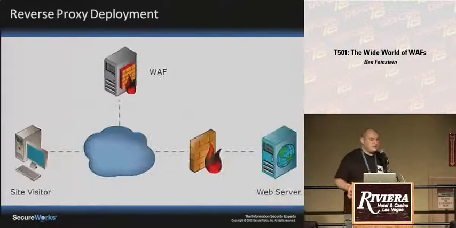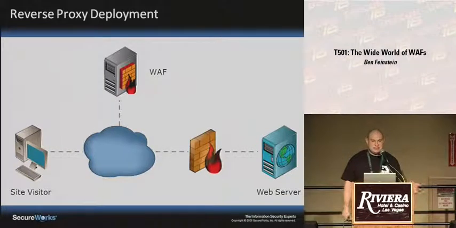All right, so let's talk about the reverse proxy deployment. This is a little more complicated deployment, but it's more typical of how you're going to actually do this in the real world. So you've got your web app firewall somewhere on the internet, you've got a site visitor, and you've got your web server, let's say, behind your standard network firewall. If you try to go directly to the web server, you're going to get blocked. The firewall doesn't allow visitors to directly hit the web server. You have to go through the WAF.